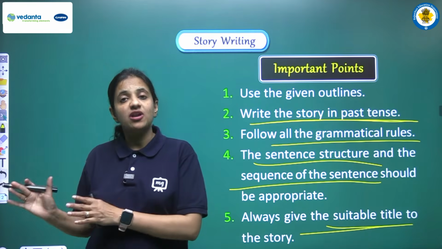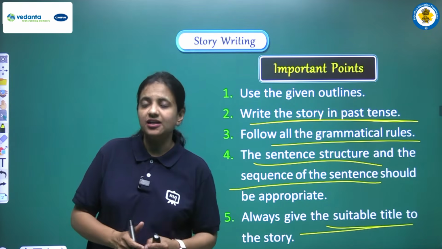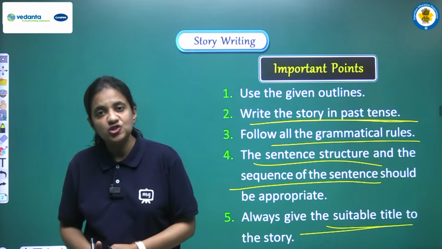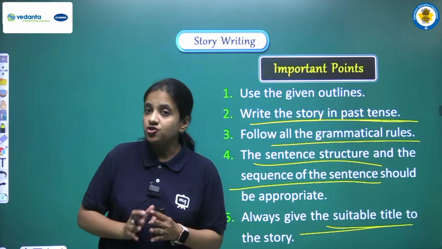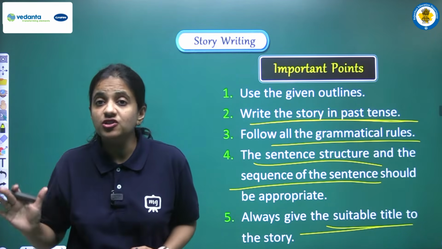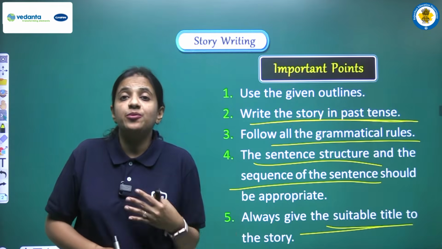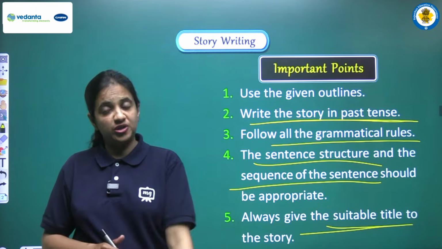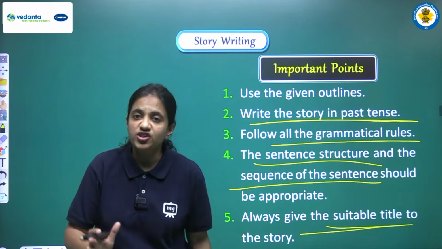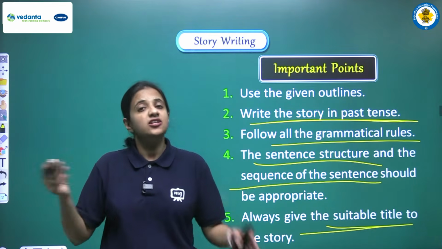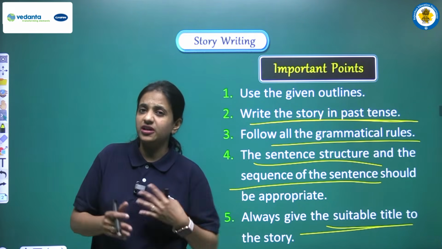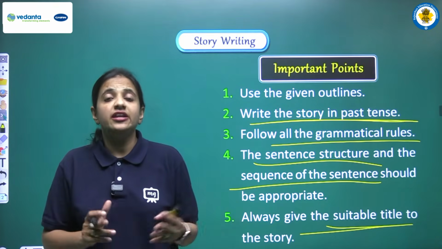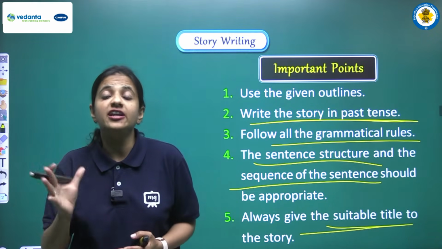So in the outlines we won't have the title, but when we are writing the story in our answer sheet, first of all we have to write the title of the story. We have to give an appropriate title to that story. Now this may be your question: how can we write the title? So students, use a very perfect title, and it should be short, and it should be perfectly related with the story.